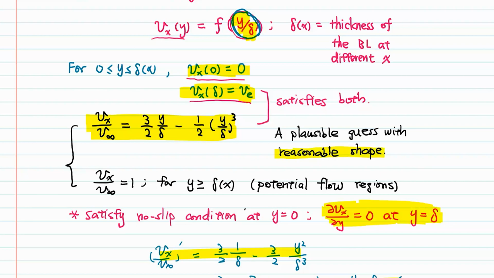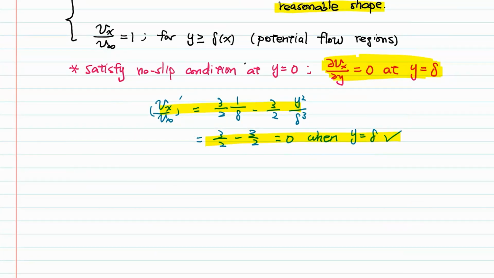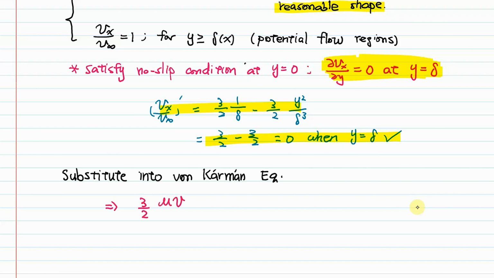Once we have this guess formulated, we can now substitute it into the von Karman equation. So let's do that. If we substitute it into the equation, we have the following: 2/3 of mu v infinity over delta equals d dx of 39 over 280 times rho v infinity squared times delta.